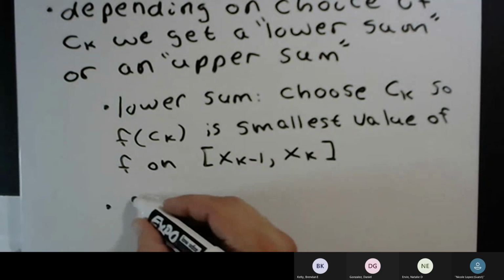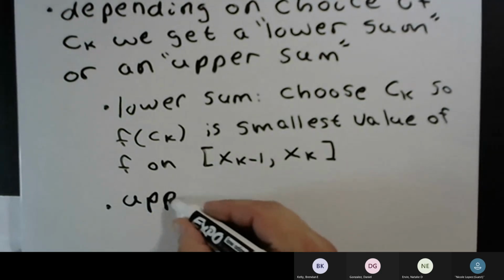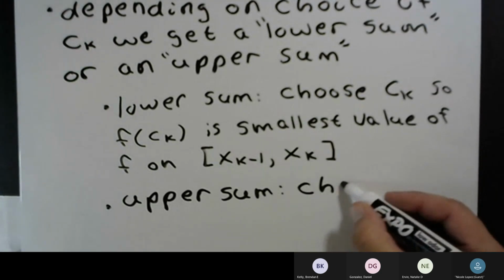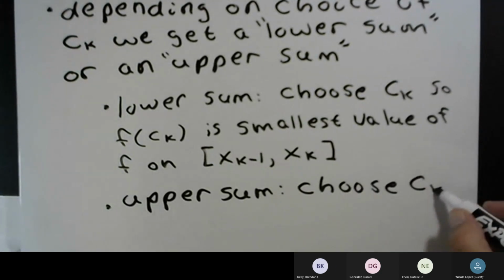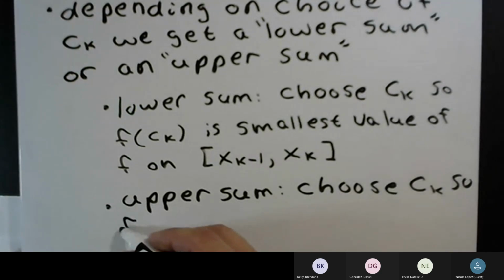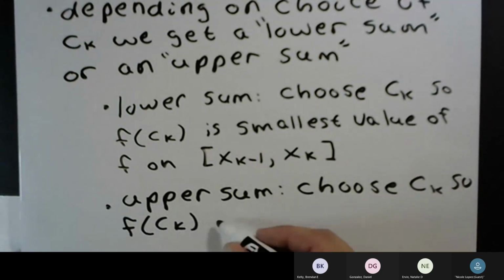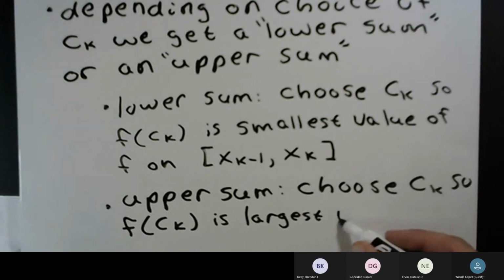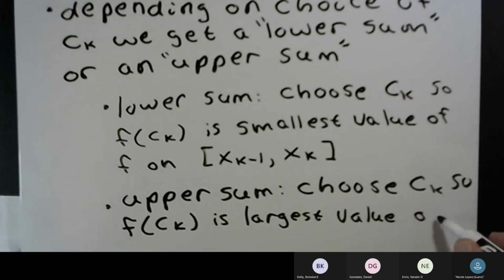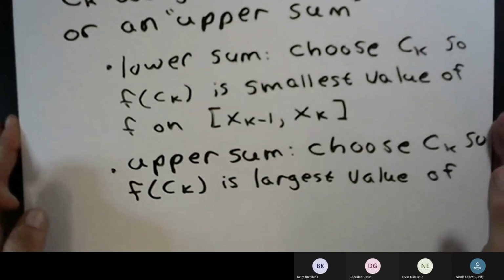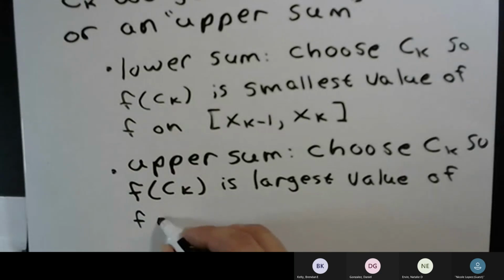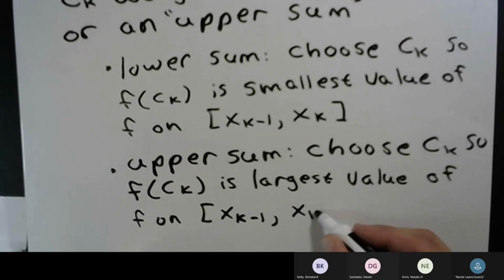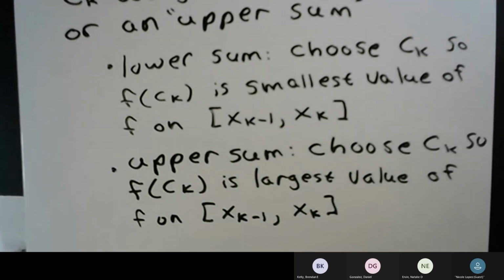Now, for an upper sum, we can choose CK so that F of CK is the largest value of f on the subinterval that you draw CK from.